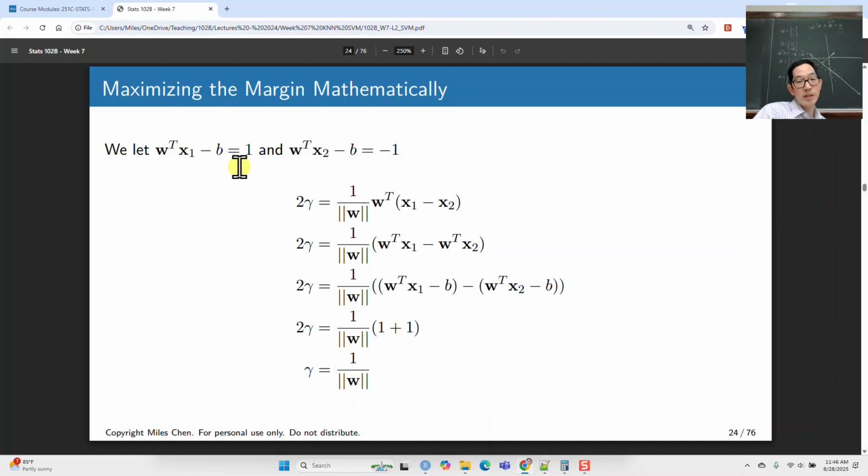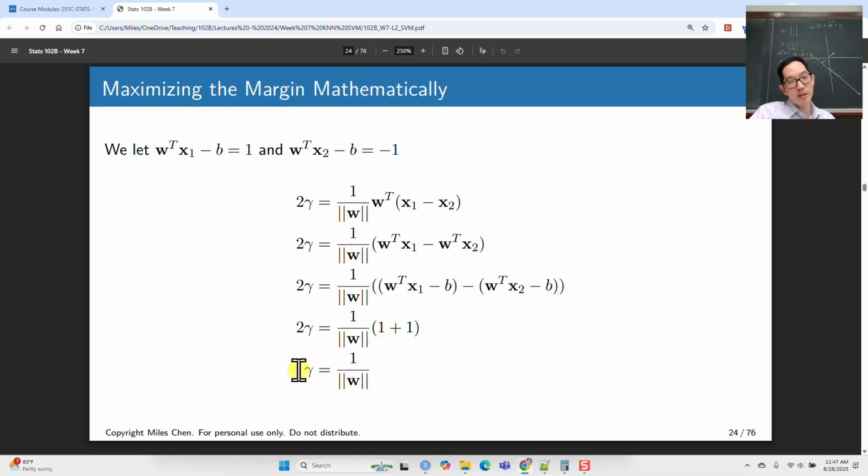With a little bit of substitution, I can say, here I have W transpose times x1 minus x2. I can distribute that and get W transpose x1 minus W transpose x2. Then I can add b and subtract b. This side is going to be positive 1, and over here it's going to be negative 1. So this just becomes 2, and I have 2 gamma equal to 2 over the norm of W.